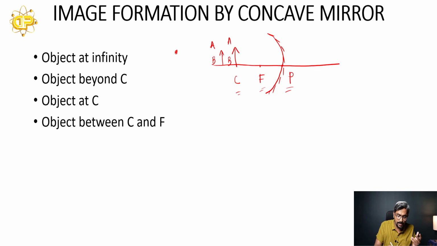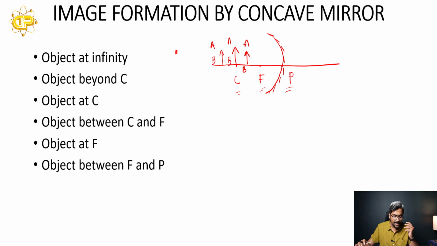After finding that particular case, we are going to keep the object between C and F, and see where the image is formed there. Then the next case is at F, and the next case is between F and P. At each case we will find out where the image is formed. So these are the 6 cases that we are going to study one by one thoroughly.